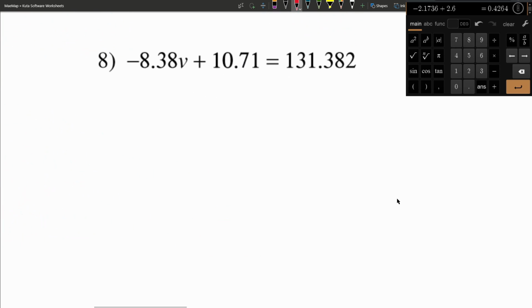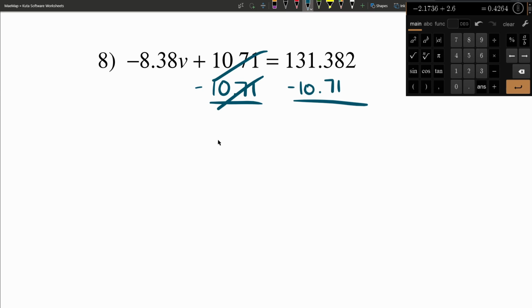Let's move on to number 8, the last equation on this first page. What do you think our first step is in number 8? Since our variable is multiplied by some constant and then added to some other constant, we're going to start by getting rid of the constant that it's added to. So I'm going to subtract 10.71 from both sides of our equation. Doing so, I'll have a negative 8.38 times v equal to, let's go ahead and do the subtraction out quickly.